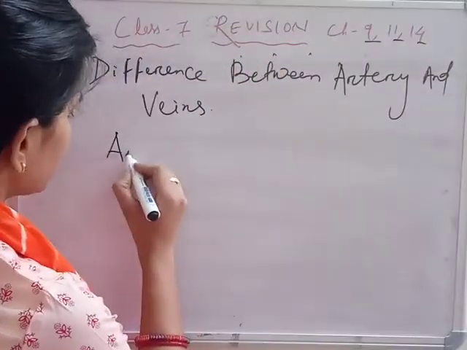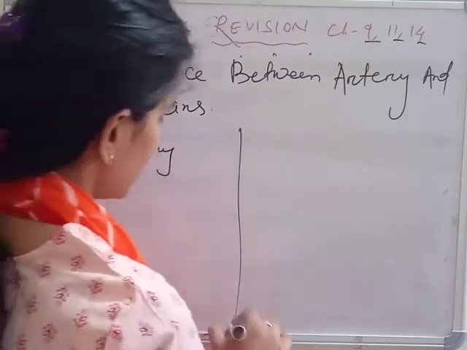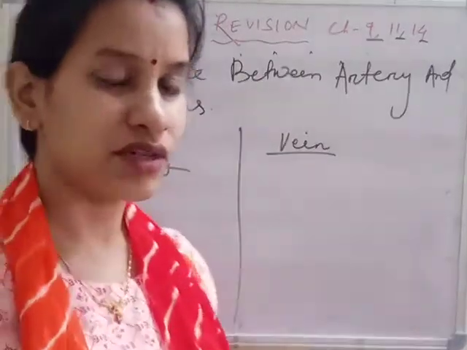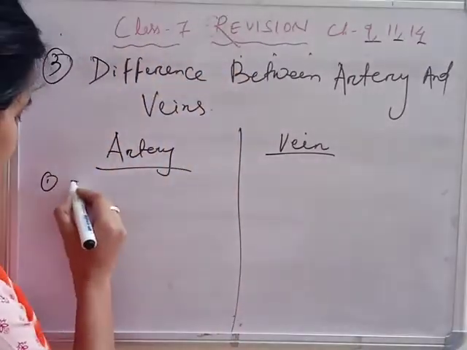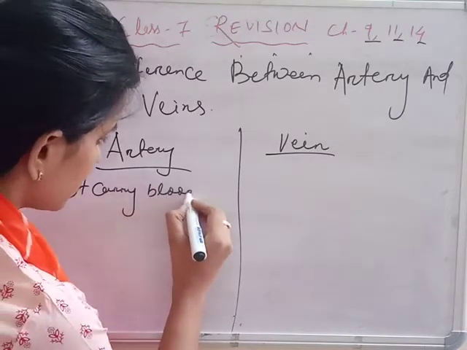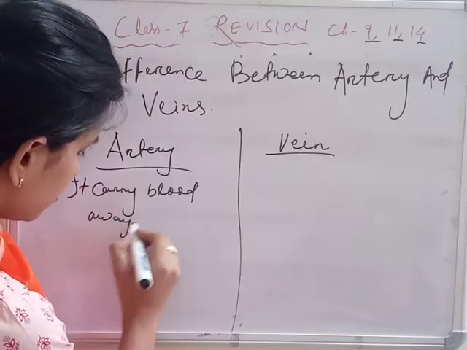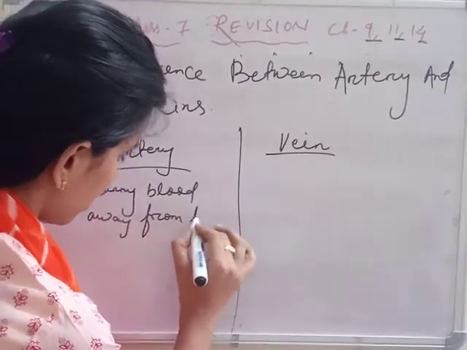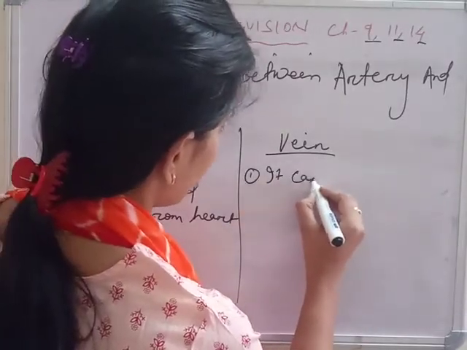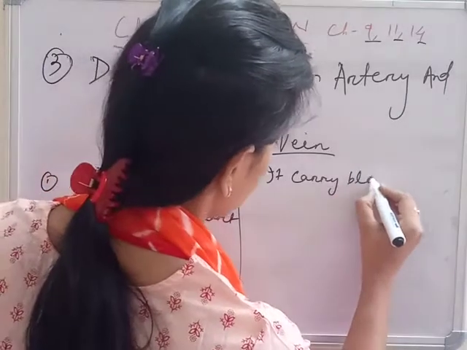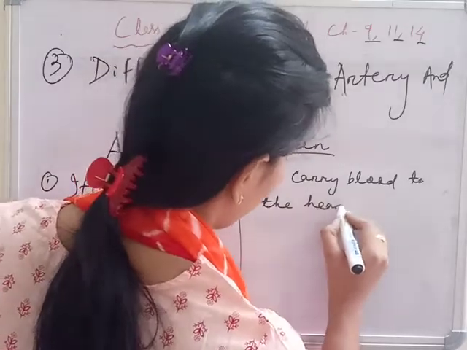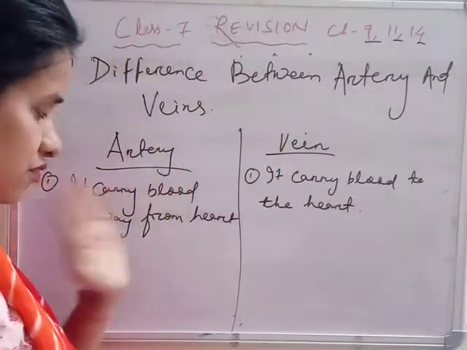So let's write artery first and this side vein. Artery carries blood away from the heart, and vein carries blood to the heart. So these are the first functions of artery and vein.